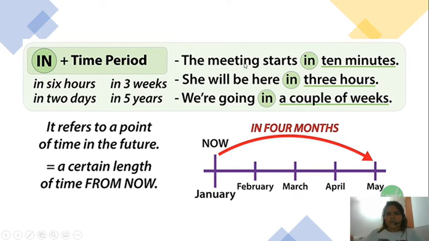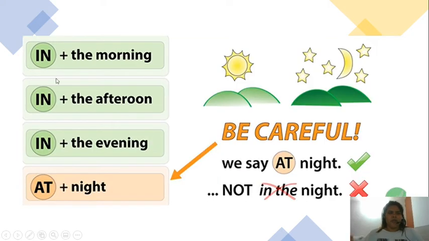So the meeting starts in 10 minutes. That is a time period because from now, in 10 minutes. She will be here in 3 hours. We are going in a couple of weeks. What is a couple of weeks? 2 weeks. Okay, it's going to continue.